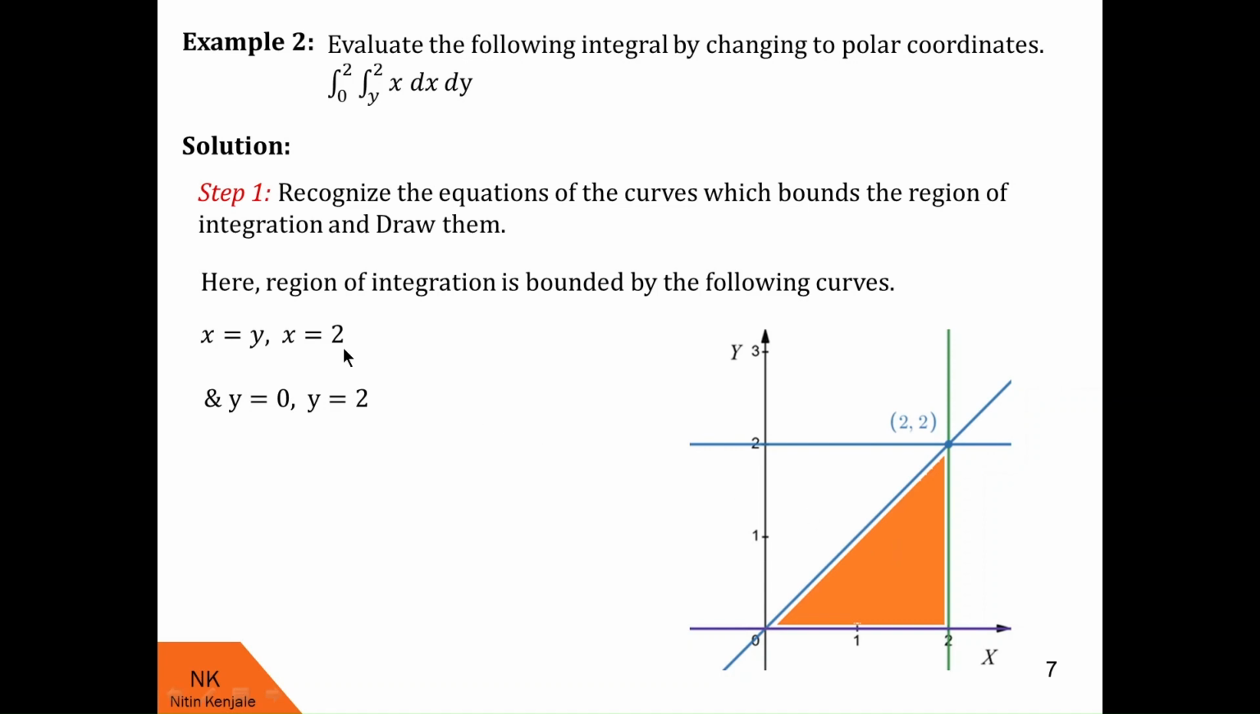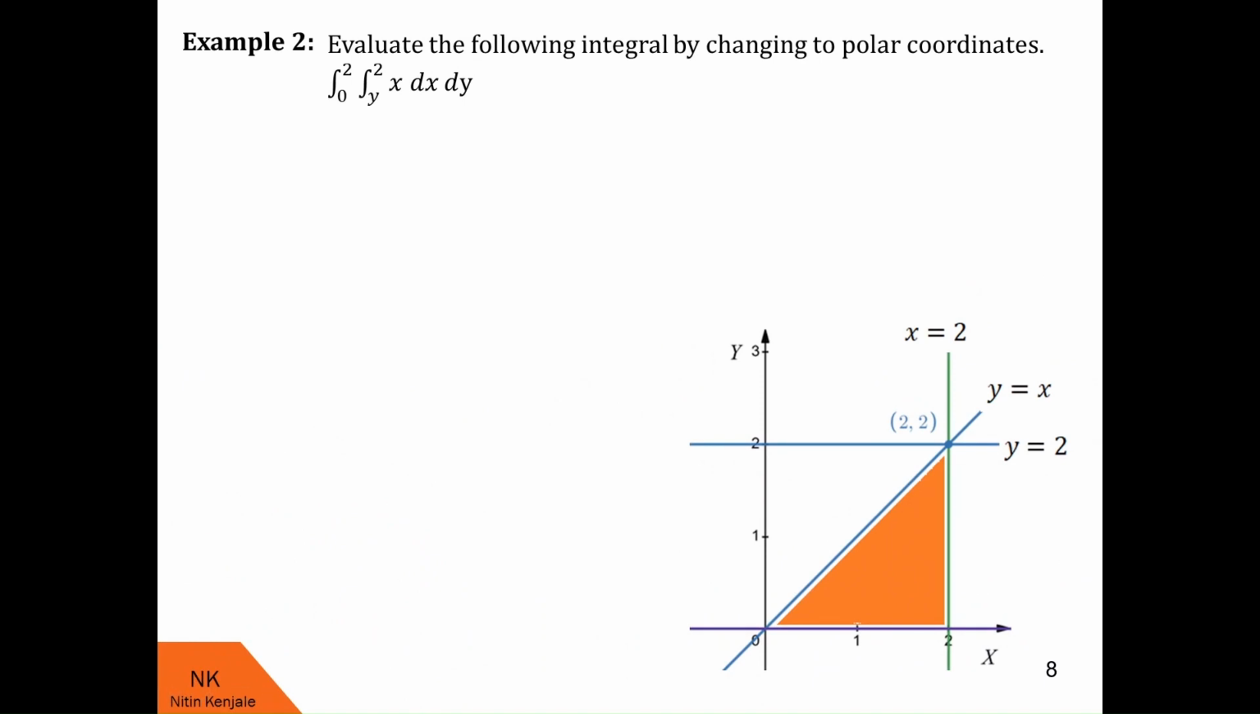x is equal to 2 is a straight line passing through the point x is equal to 2 and parallel to the y-axis. y is equal to 0 is the x-axis, and y is equal to 2 is the straight line passing through the point y is equal to 2 parallel to the x-axis. Finally, this region of integration is shown by this orange shaded part. Now let's transform this double integration into polar coordinates by substituting x is equal to r cos theta and y is equal to r sin theta.